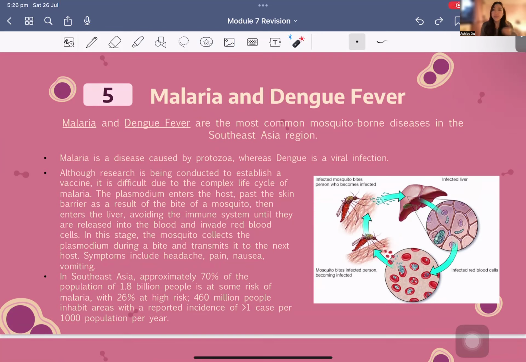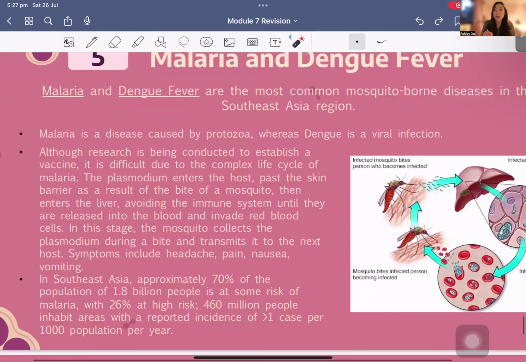So malaria, very common mosquito-borne disease in Southeast Asia regions. So we're talking like Malaysia, Philippines, those sorts of areas. It is a disease caused by a protozoan, okay? Whereas dengue fever is a viral infection. I want you to know just how malaria is spread and just some basic statistics of malaria, okay? That's necessary. So, malaria obviously is spread through a mosquito and it goes through a life cycle, and symptoms of malaria include headache, pain, nausea, vomiting, and eventually death, okay?